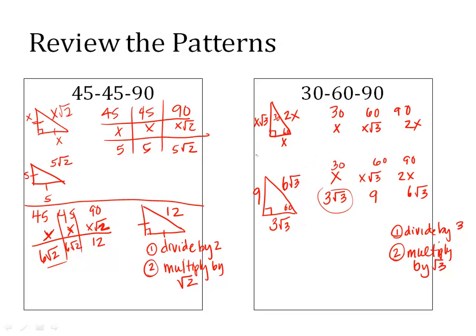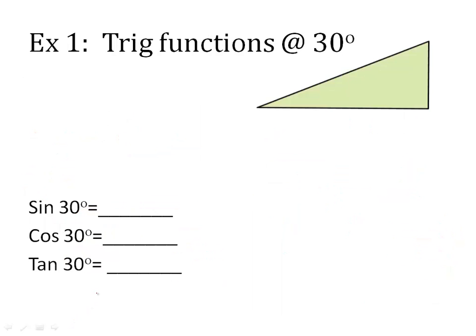So it's a pretty simple pattern. The only sticking point is when they give you the side with the radical, but if you follow these steps, you can find them. Alright, so let's try one of these. With trig, we're going to find all the trig functions where the angle is 30 degrees, where theta is 30 degrees.